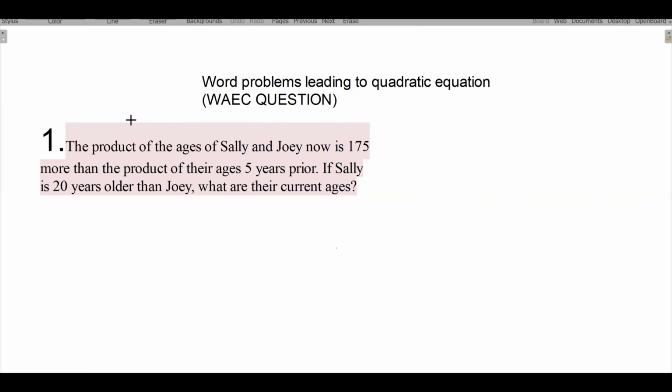Yeah, welcome to this class once again. Now, these are word problems leading to quadratic equations, and some of these are direct questions. They are word problems. So in this, we will learn how to interpret word problems.